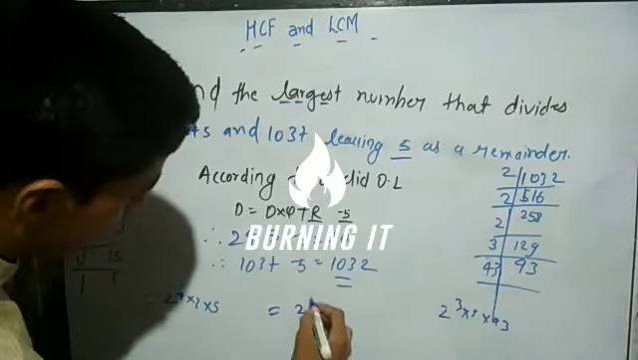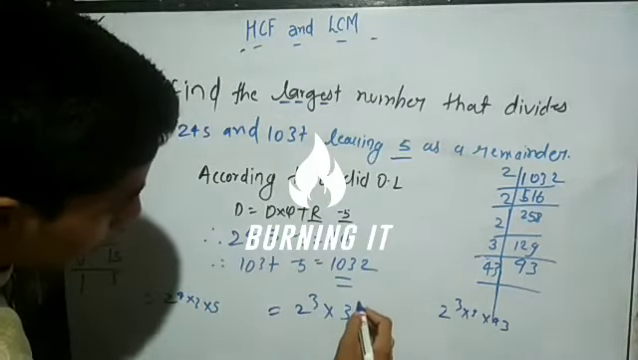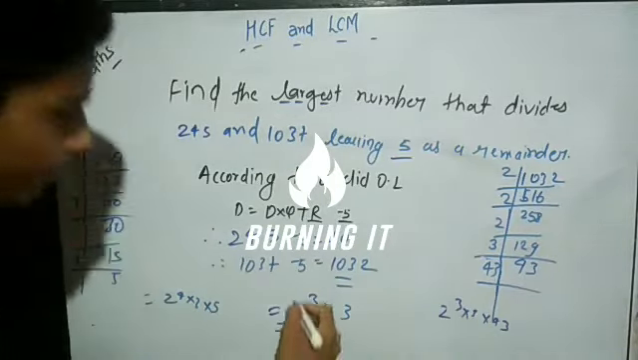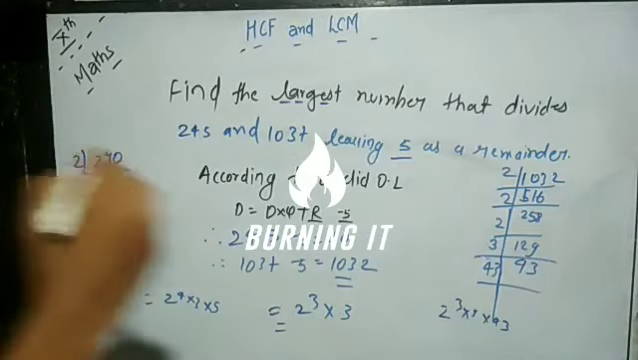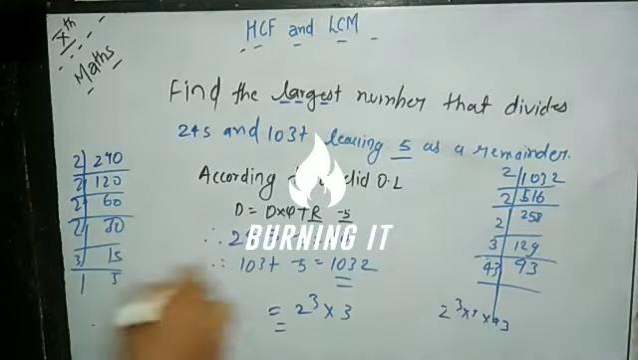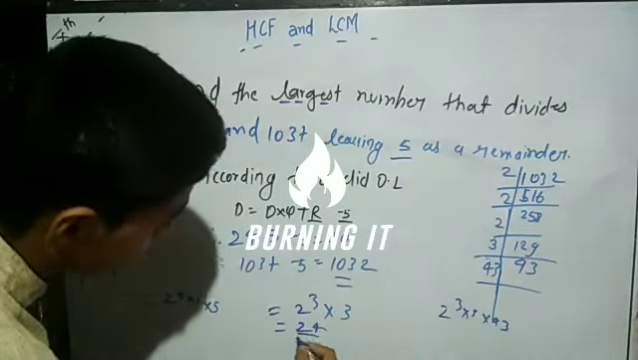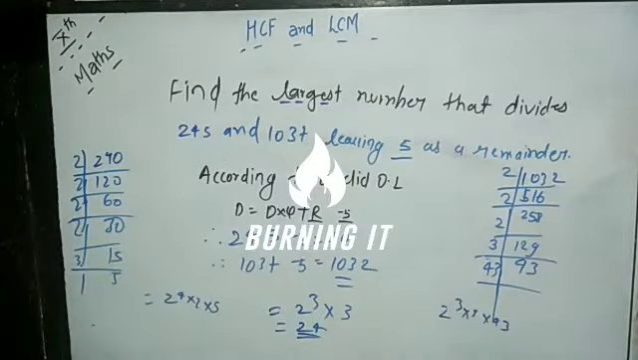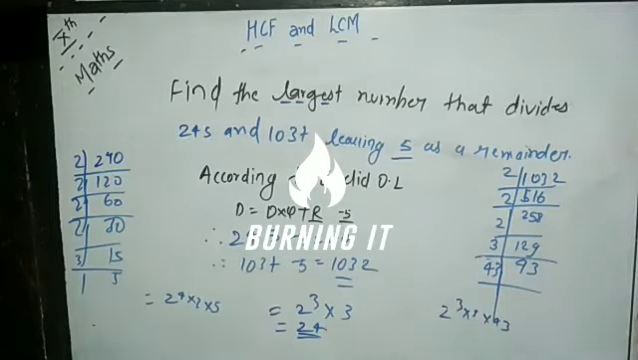2 to the power 3. Now 3 to the power 1. Then what will be the HCF of these two numbers? 2 to the power 3 equal to 8. 8 plus 8 into 3, 24. Hence we got that 24 is the HCF of these two numbers.